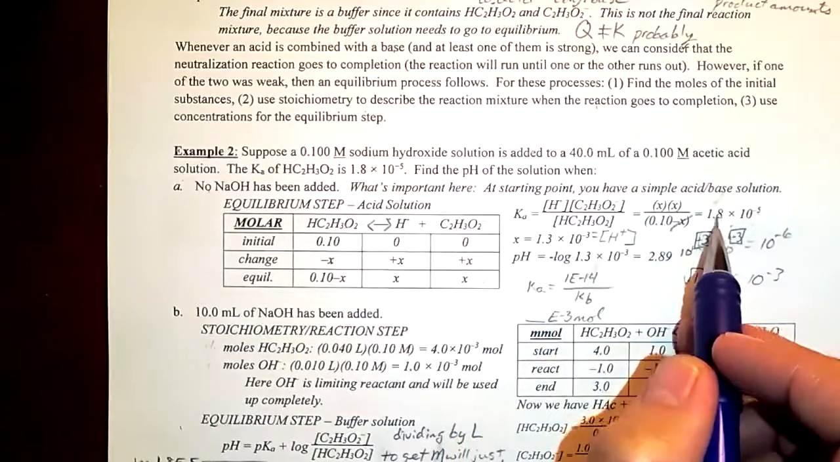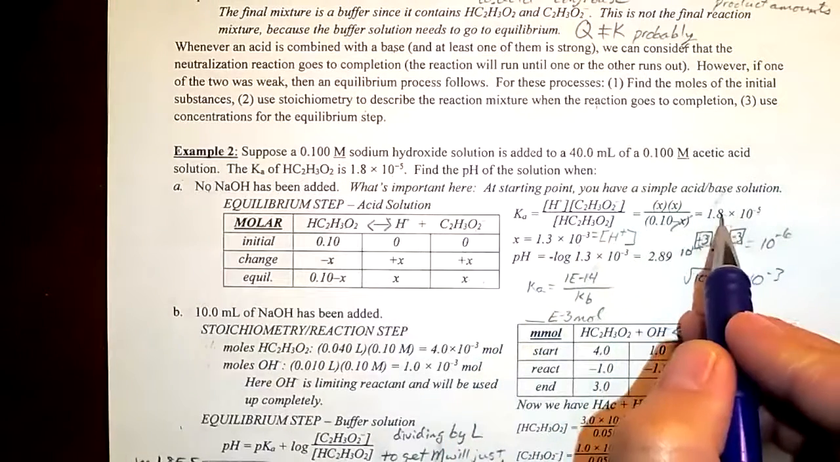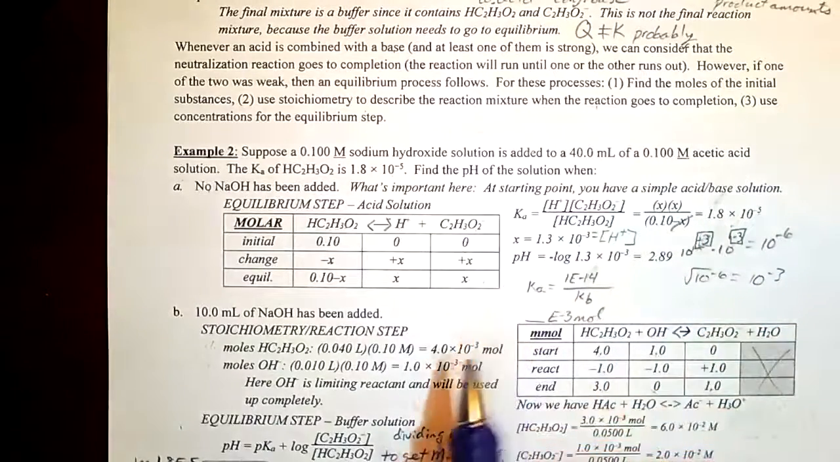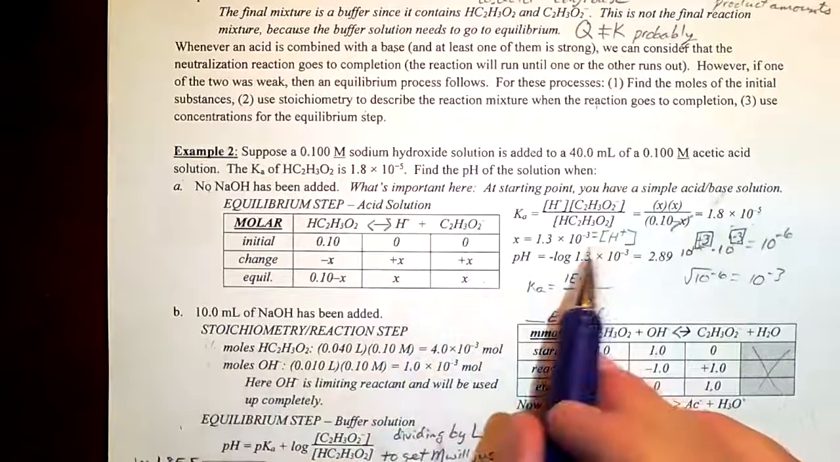And this is almost 2, and the square root of 2 is 1.4. So this is a little bit lower. It's kind of like maybe 1.3. Ding. It's 1.3 e negative 3.